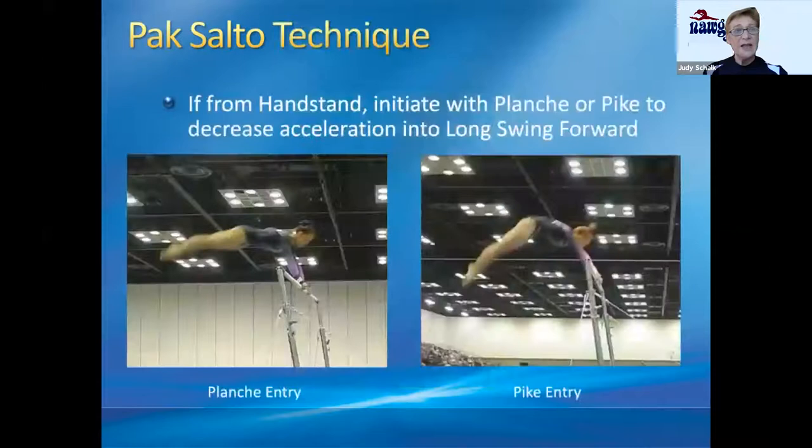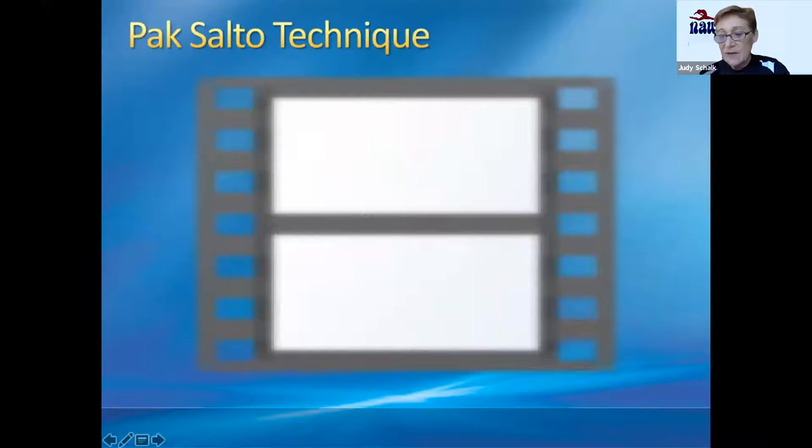If the pak comes from a handstand, it also would use the initiation with the planche or the pike to decrease acceleration into the long swing forward. That's just what we saw before on the same as the Bail. Difference here is that we do use a tap.